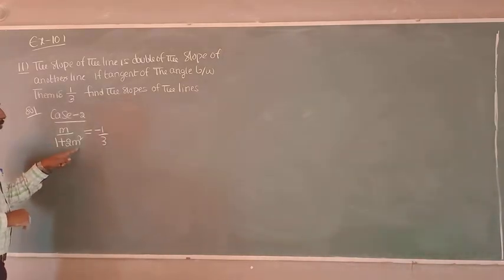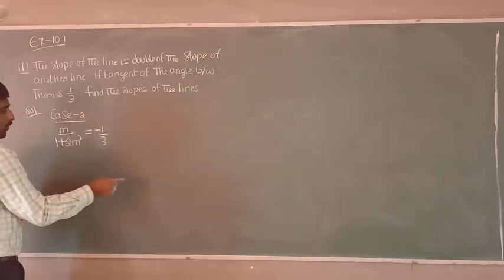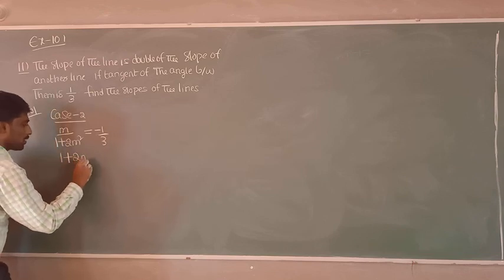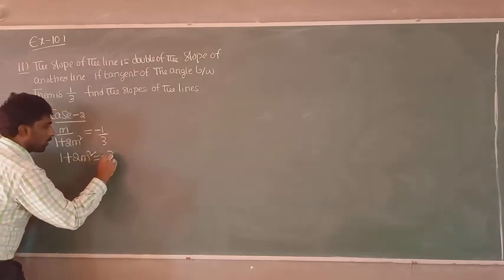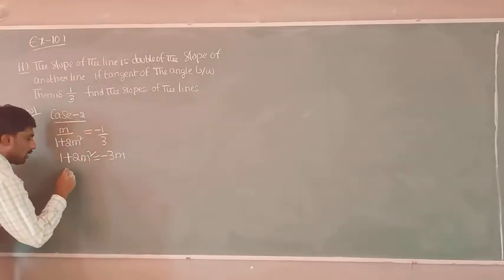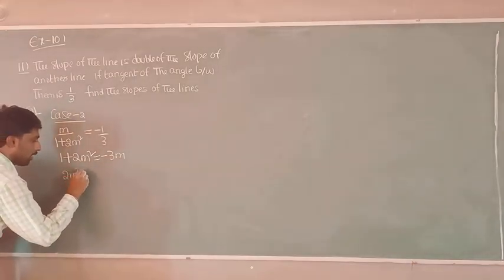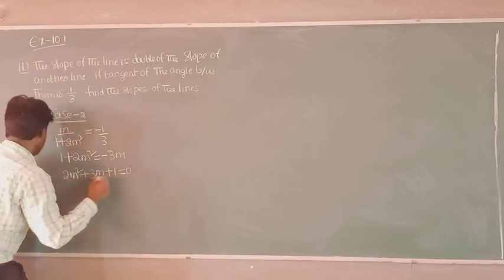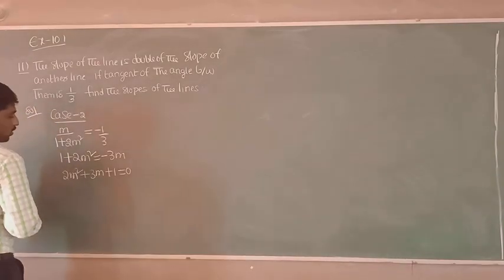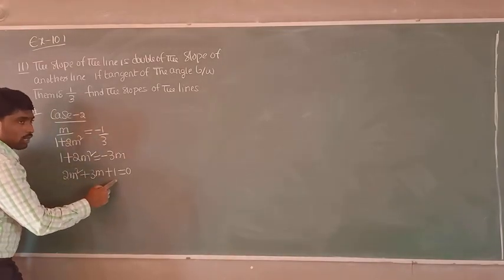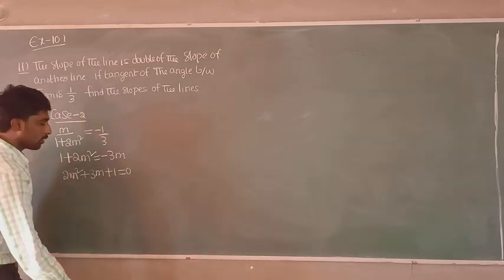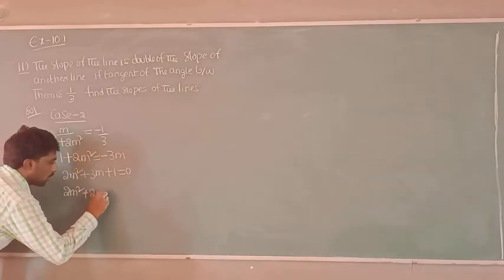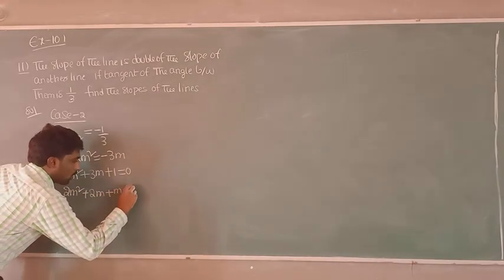m by 1 plus 2m square equals minus 1 by 3. If I cross multiply, what will I get here? 1 plus 2m square is equal to minus 3m. If you shift minus 3m to this side, what will I get? 2m square plus 3m plus 1 equals 0. Now, 2 into 1, the product of the roots is 2, and the sum of the roots is 3. So this 2m square plus 3m, I am writing like this, 2m plus m plus 1 equal to 0.